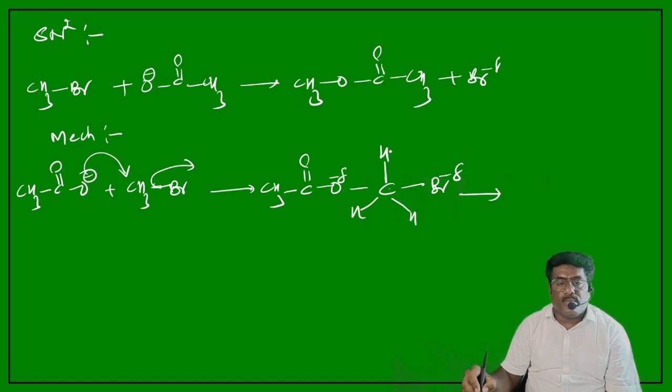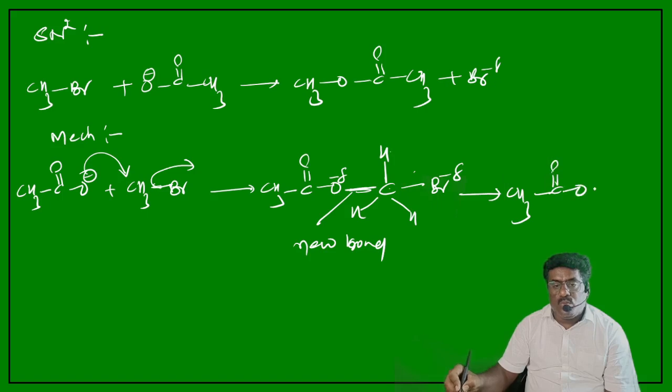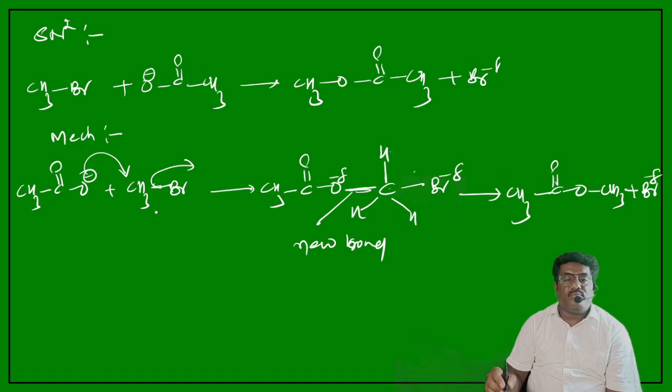It is a nucleophile, and the nucleophile substitutes at the side opposite to bromine. A new bond is formed while the old bond breaks, to form the product CH3C(=O)OCH3. This is our required product, and Br minus. It is a concerted reaction.